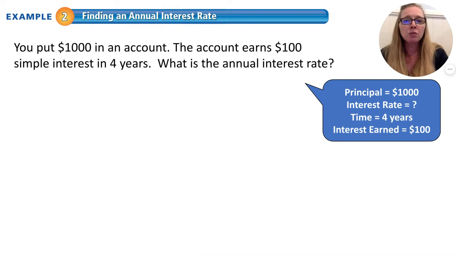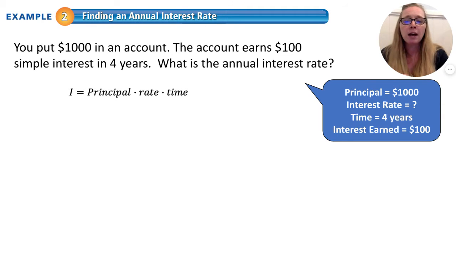Example 2. So now we're going to put $1,000 into a savings account. We know that we earned $100 in simple interest over a 4-year time period. So these are the things we know. We know the principal is $1,000. We know time is 4 years. We know the interest earned is $100. What we're looking for is that interest rate.